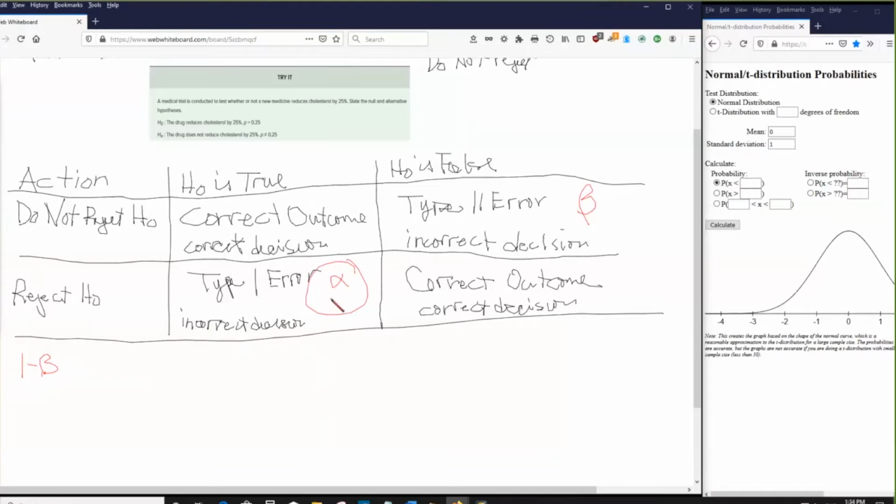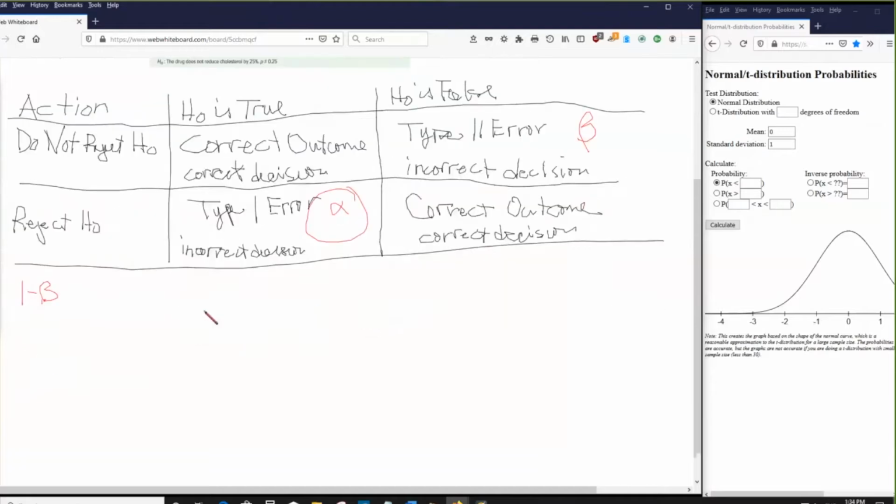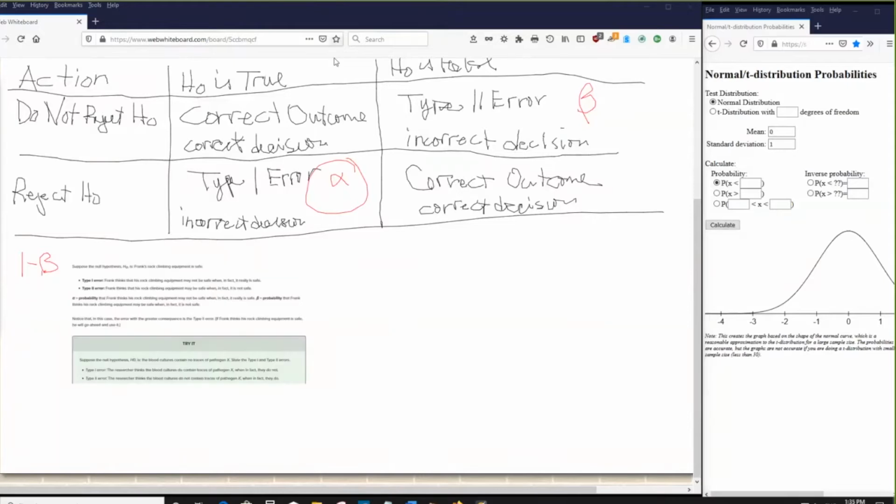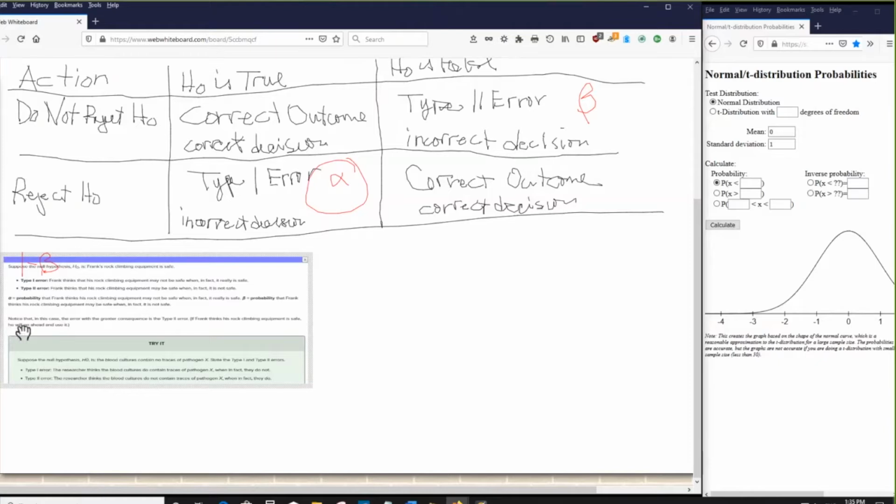So you're going to see this alpha show up very soon. But just to look at these type 1 and type 2 errors, let's go ahead and show some examples. Okay, so here are some examples of type 1 and type 2 errors.